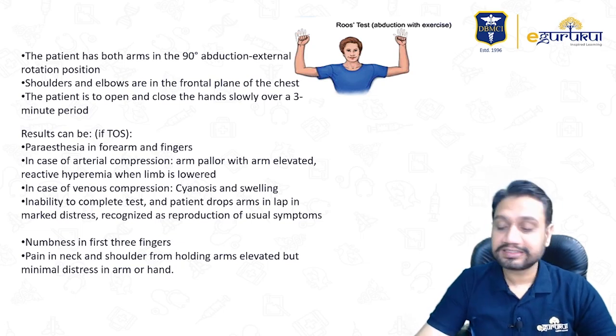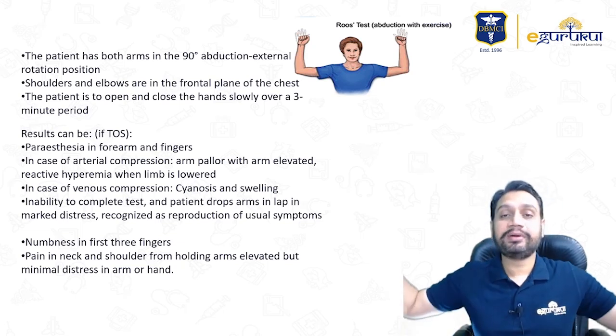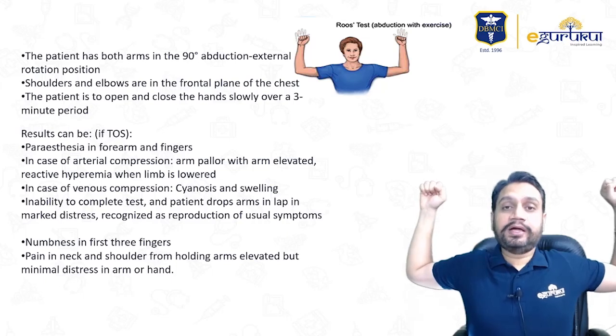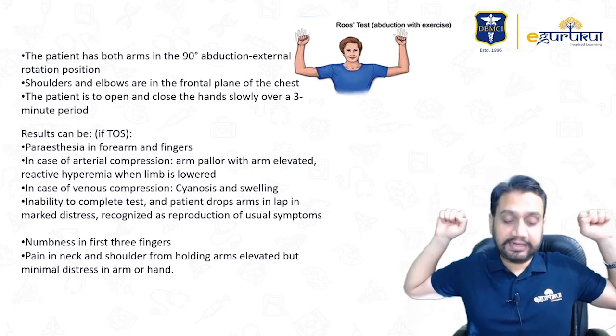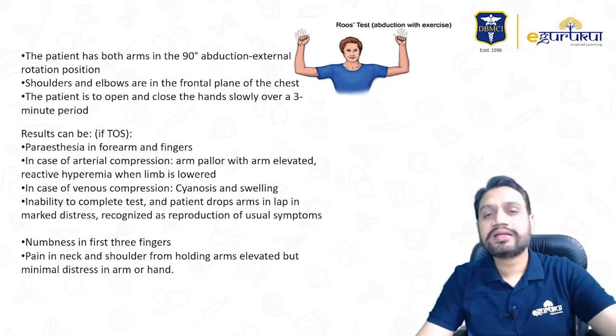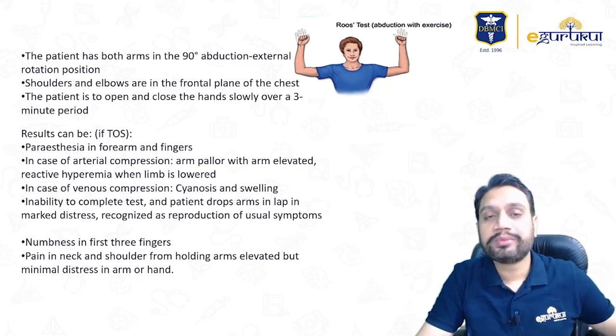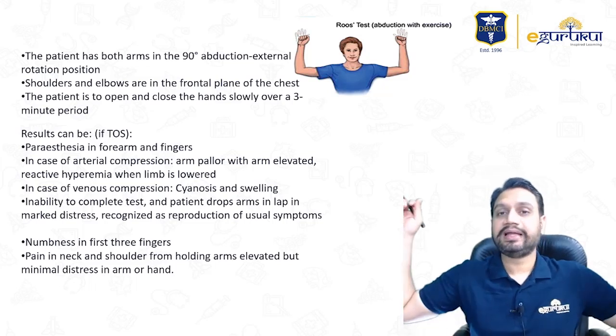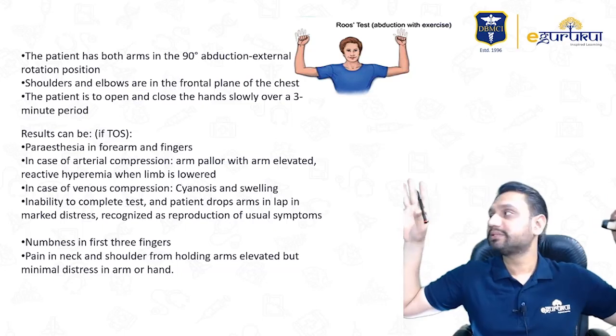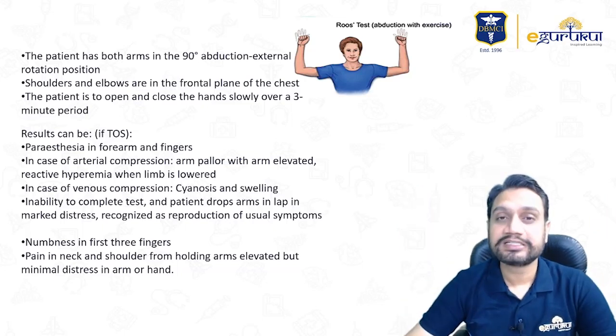This Roos test is done with the arm held in abduction and external rotation like this. You ask the patient to clench his fist and close his fist again and again like this. Three minutes is the usual duration, though some people say 1 to 3 minutes should be done, when the patient keeps the hand like this and just pumps his fists, clenches his fist.